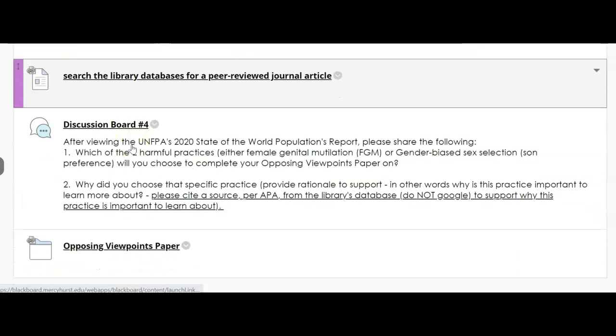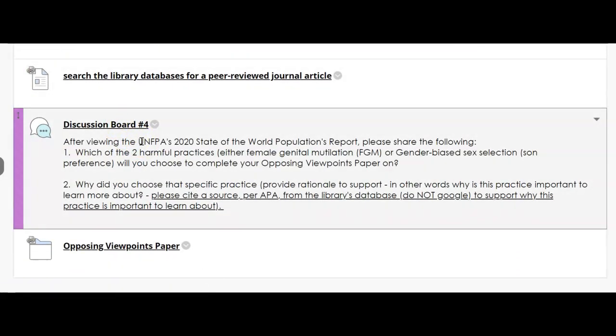So these are the requirements for this week, because as you complete your discussion board number 4, you're going to answer 2 questions. Which one of those 2 harmful practices are you going to choose to complete your opposing viewpoints paper? Well, that's easy enough. And then the second question is asking you, why did you choose that topic? Why did you choose female genital mutilation instead of gender bias sex selection, or just the opposite? And provide rationale to support why this practice is important to learn about.